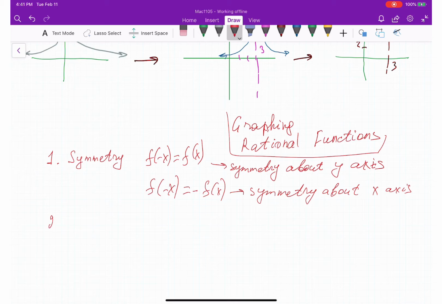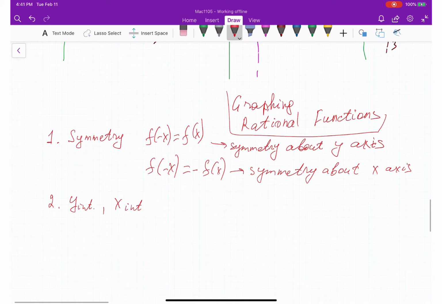Next step, it's going to be y-intercept, x-intercept, and step 3, it's going to be vertical asymptote, horizontal asymptote. All right.